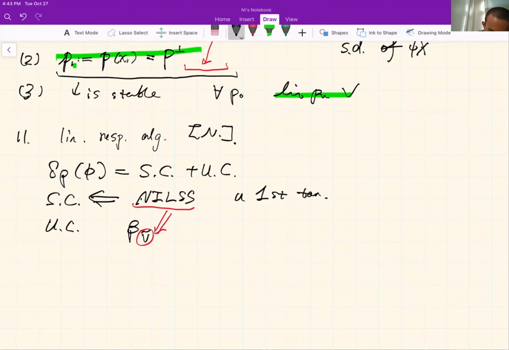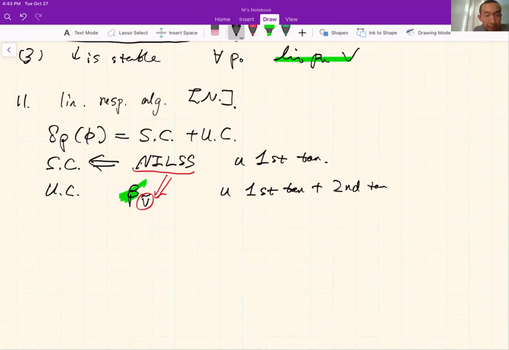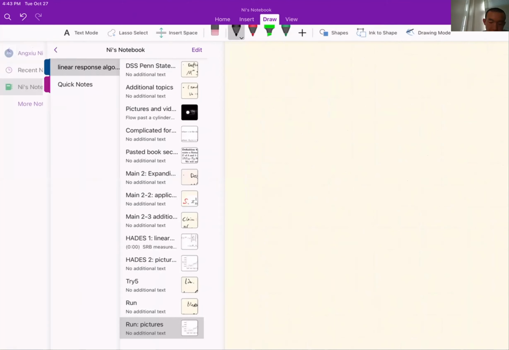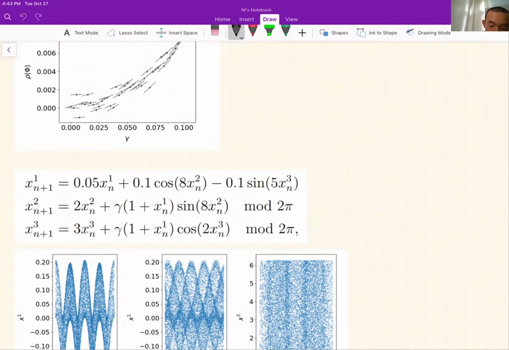And the total cost for computing the unstable contribution is now many first-order tangent, that is the Niels algorithm, plus many second-order tangent equations. That's the cost associated with this beta, which is second-order tangent equations. So now we have an algorithm which is accurate and it is fast for computing linear response. Let us look at an application.